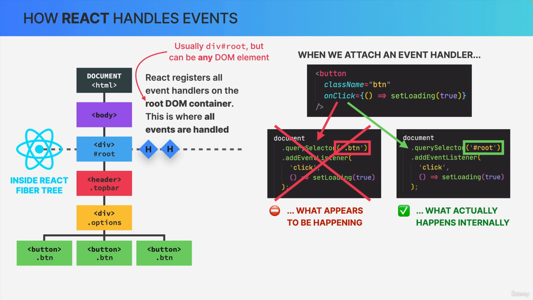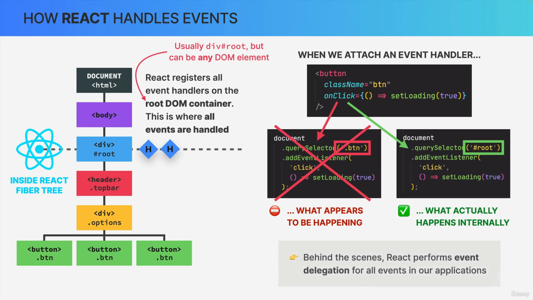But anyway, what this means is that behind the scenes, React actually performs event delegation for all events in our applications. So we can say that React delegates all events to the root DOM container because that's where they will actually get handled, not in the place where we thought we registered them. And so this works exactly how we just learned in the previous slide.